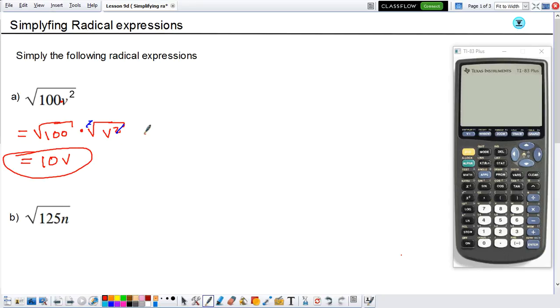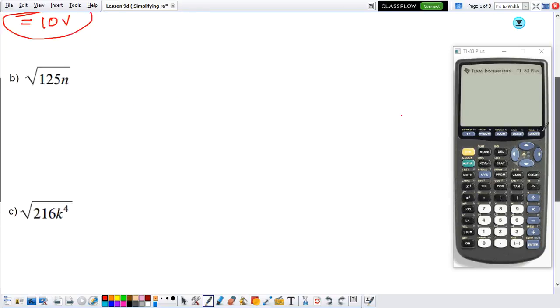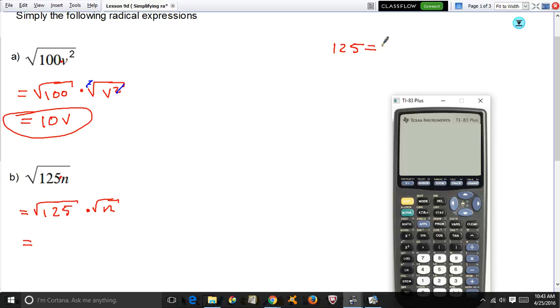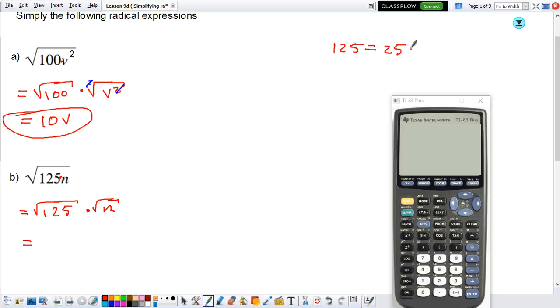That's a simple example. It gets a little more complicated, but it follows those rules. Now, let's look at the second example here. Now we have, again, the square root. They're multiplying, so you can separate them. Square root of 125 times the square root of n. Now again, we're going to try and simplify that 125, but I know that I can rewrite that 125 as 25 times 5.